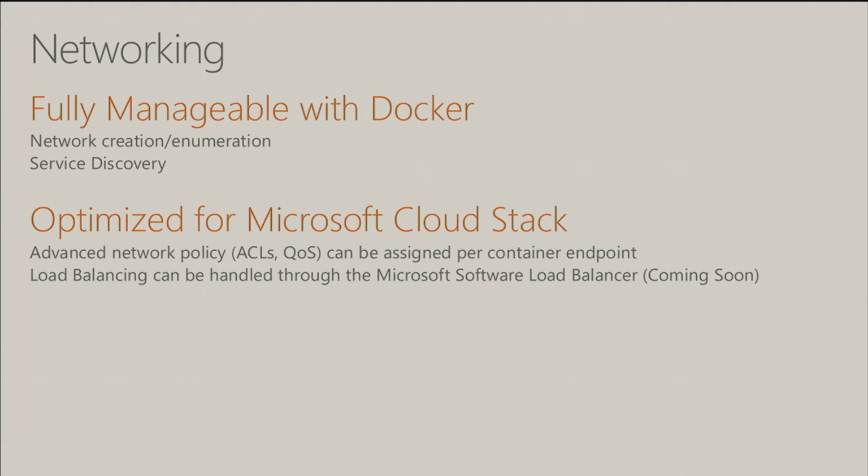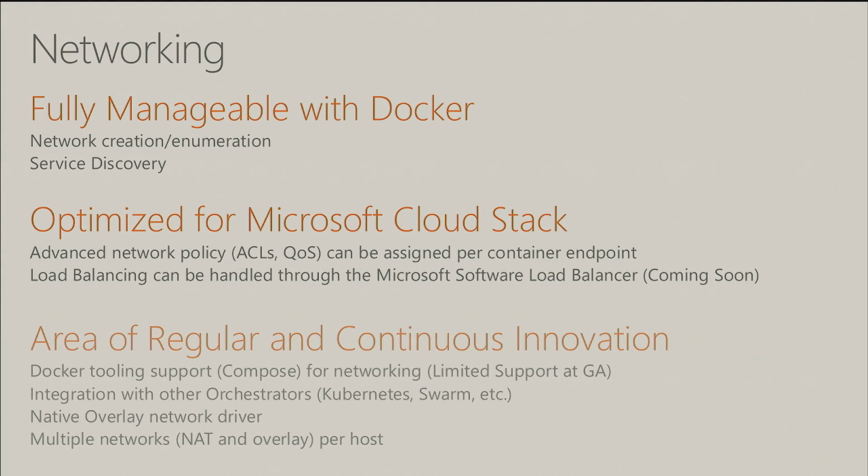So that includes things like being able to set some advanced network policies, ACLs, quality of service through things like the Azure network layer. And soon we'll be able to do network load balancing through the software load balancer as well. That's some work that we're working on. Networking is an area that we're going to be working a lot on over the next couple months and potentially year as an area of continuous innovation. We've got a lot that we want to do in this space.